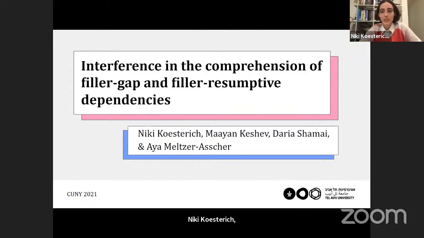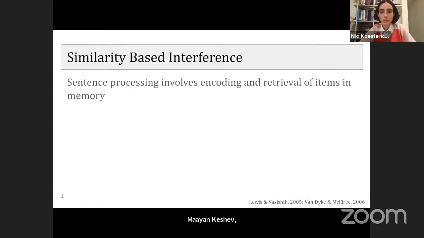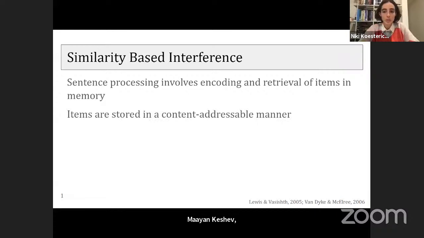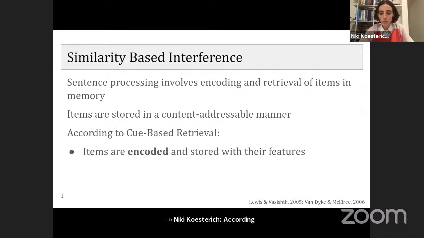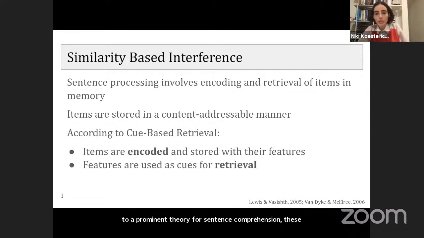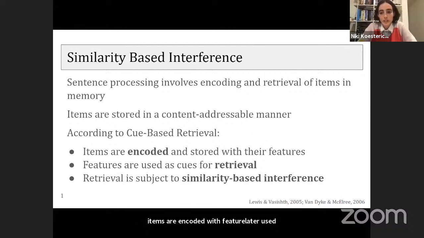Sentence processing is thought to involve encoding items in memory and then retrieving them for successful interpretation. And it's been proposed that items are stored in a content addressable manner. According to cue-based retrieval, which is a prominent theory for sentence comprehension, these items are encoded with features that are later used as cues for retrieval. Importantly, though, cue-based retrieval is subject to similarity-based interference, which is interference that's caused by elements in memory that share the same featural specification of a given target.